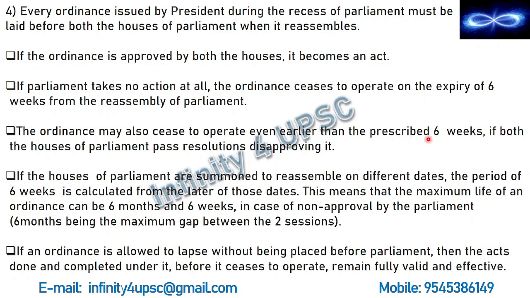Now we have been discussing 6 weeks. So here it is made clear how this 6 weeks is to be calculated, because we know that we need both the houses to disapprove it. We need both the houses to make it an act. So in case the two houses are summoned on two different dates, how is this 6 weeks period to be calculated? The period of 6 weeks is to be calculated from the later of those dates. Suppose Rajya Sabha was summoned on 1st of July and Lok Sabha was summoned on 9th of July. In that case, we are going to take into consideration 9th July and we are going to count the 6 weeks from 9th July onwards.